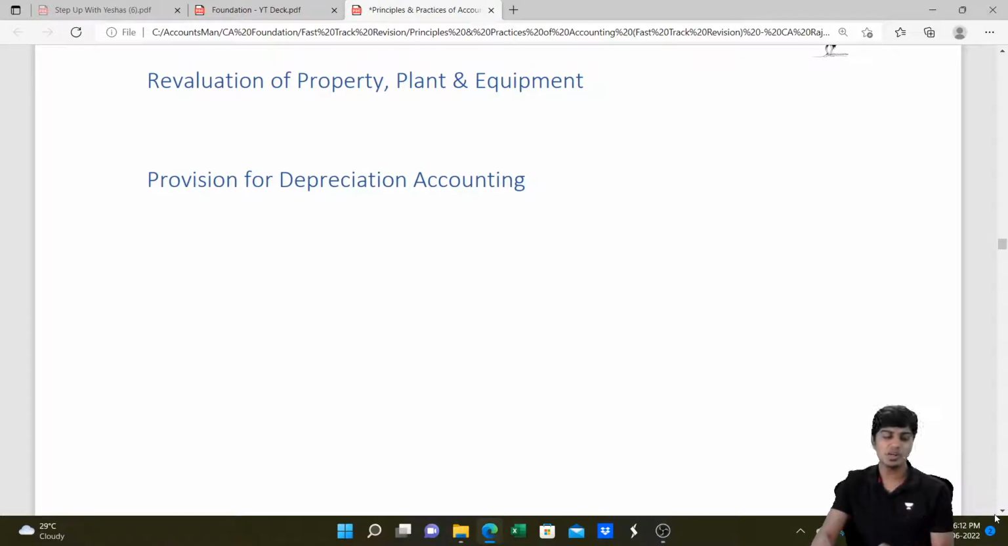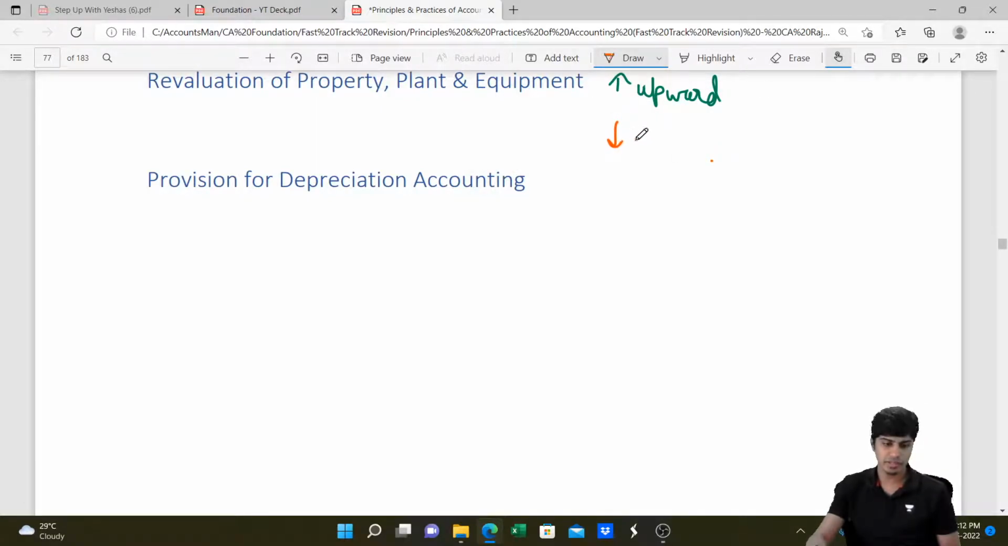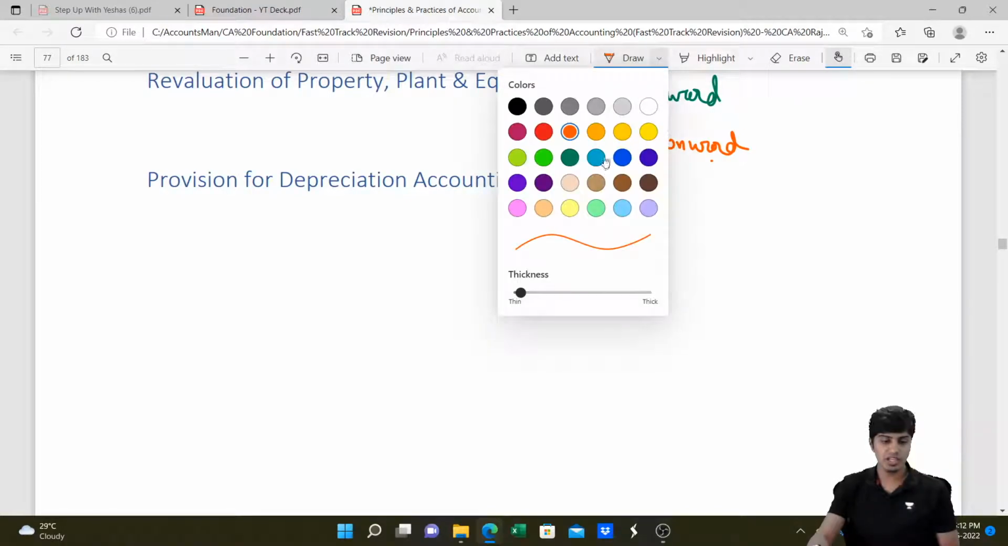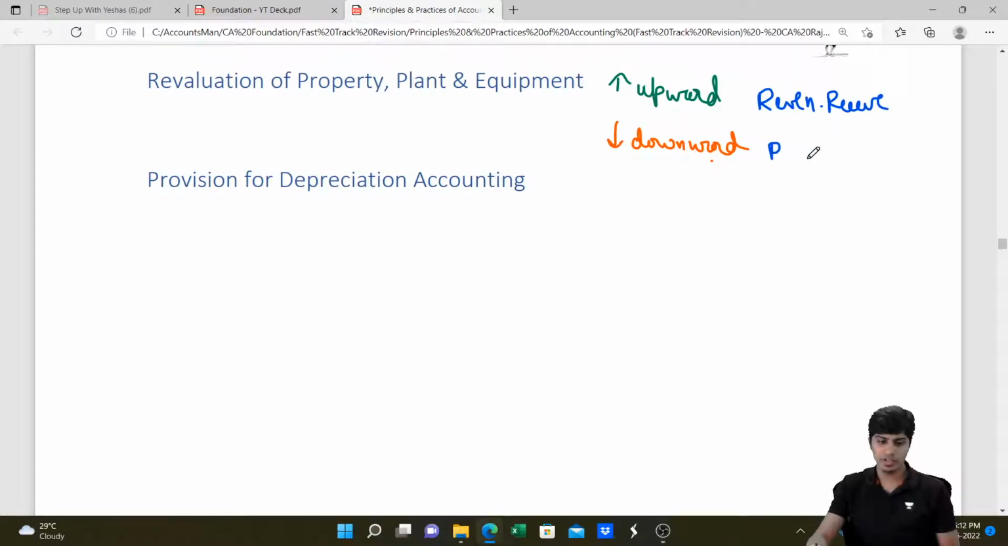Whenever you do revaluation, there are two sorts of revaluation possible. The revaluation can be upward or the revaluation can be downward. Whenever the revaluation of the asset is upward, we will transfer such an amount to revaluation reserve. Where do we transfer it? Whenever it is downward, we write it off to P&L account as expense or loss.